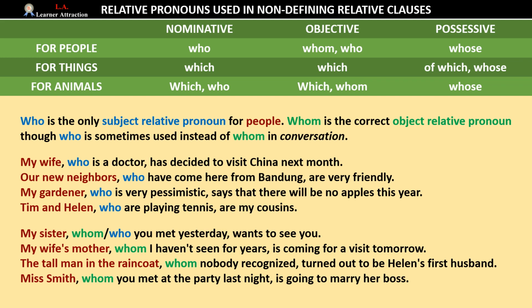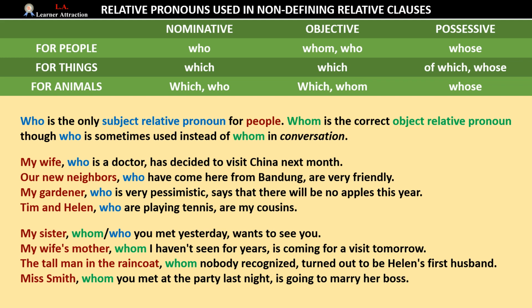My wife, who is a doctor, has decided to visit China next month. Our new neighbors, who have come here from Bandung, are very friendly. My gardener, who is very pessimistic, says that there will be no apples this year. Tim and Helen, who are playing tennis, are my cousins.